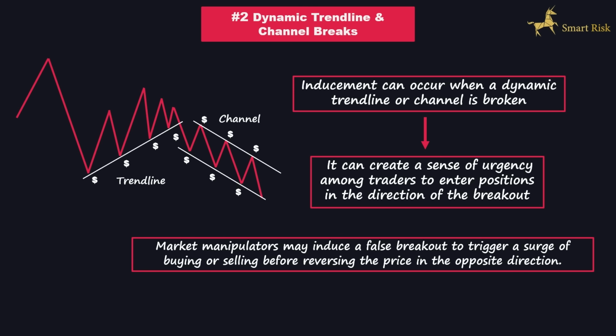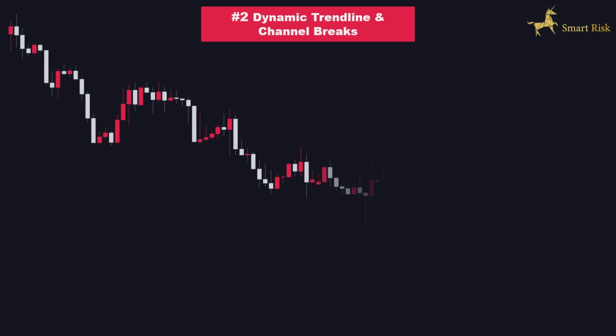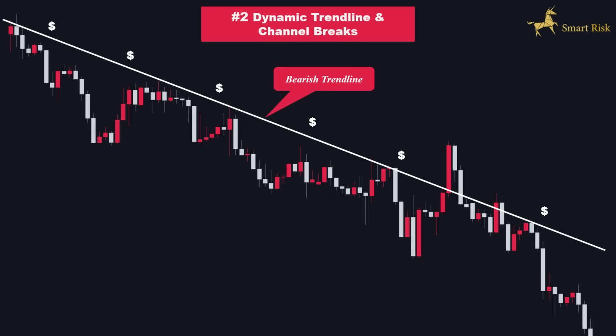As you can see here, we have a bearish dynamic trendline that the price has respected multiple times. This trendline has created a significant liquidity zone above itself, resulting from the stop-loss orders of traders who entered the market with sell positions, expecting the price to reverse to the downside each time it touches the trendline. These traders also anticipate a buying opportunity if the price breaks the bearish trendline to the upside.